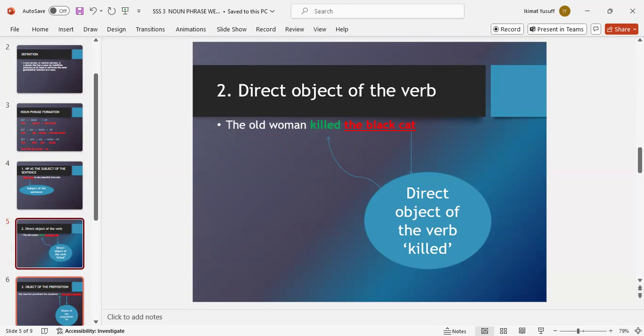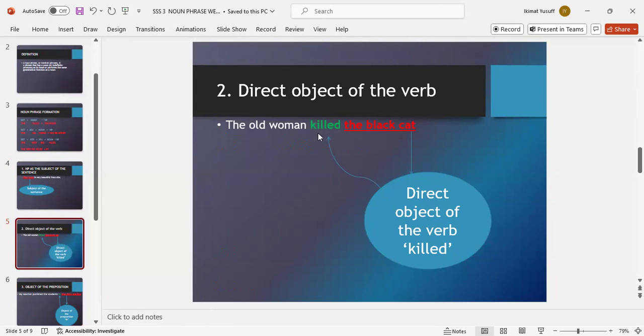So in this expression, you could have a noun phrase functioning as the direct object of the verb. This is when you have the noun phrase coming directly after an action verb. From the expression you would see here: the old woman killed the black cat. The noun phrase in this expression is the black cat, and it's functioning as the direct object of the verb killed. So when your noun phrase appears immediately after the verb, it functions as the direct object of the verb.